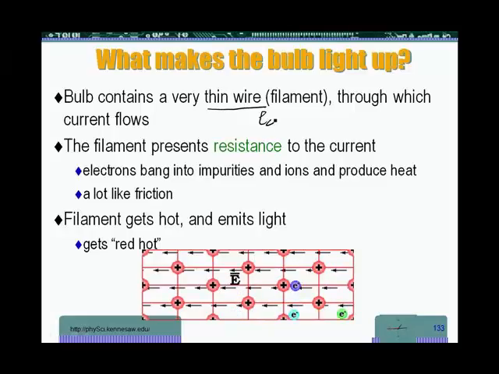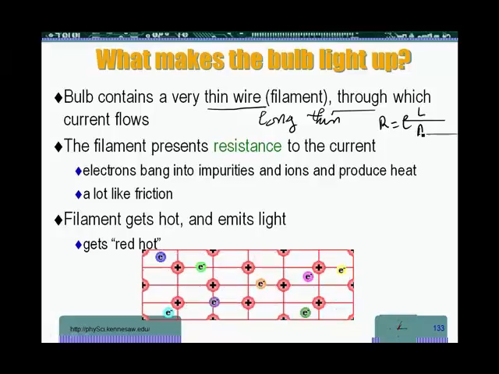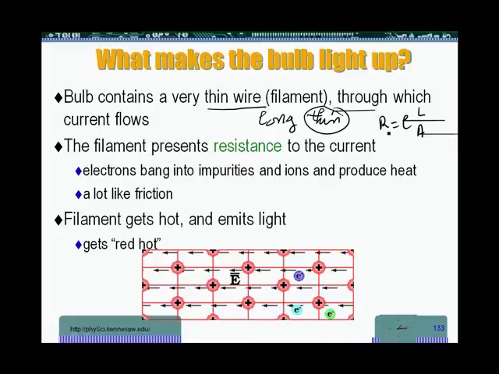So we try to do both things. Try to make it long if we can, and thin. And we are going to have the current flow through that filament. Remember the equation for resistance, R = rho L over A. So the smaller the A, the larger R, the bigger L, the larger R. So we are trying to make it very thin so we can have a large resistance.